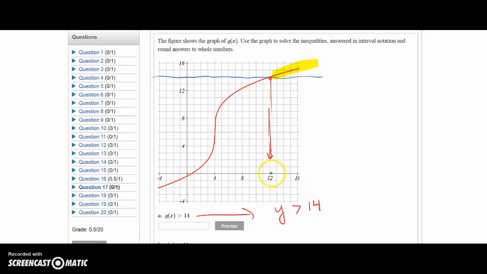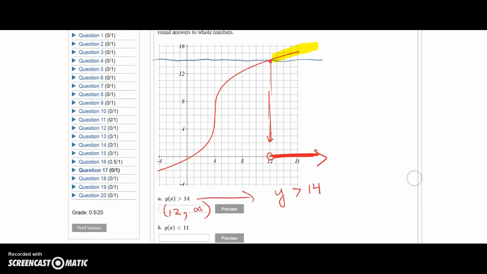And it looks like from 12 on, all those x values will keep the y values bigger than 14. And since there's no equal sign, it looks like I will have an open dot shaded to the right. So all the x values greater than 12 will keep the y values above 14. So my answer in interval notation, as I'm walking left to right, the first number I hit is 12, parentheses, comma, and then I keep going forever and ever, 12 to infinity.